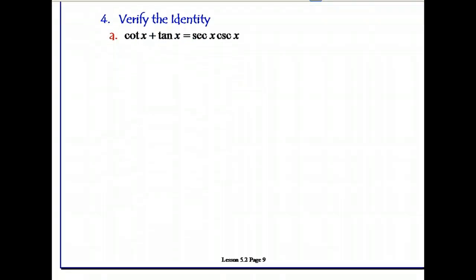Okay, a few more of these just to practice. And this time it will say verify the identity. What that means is they're giving you the answer, and we just have to work with the complicated side until it looks like the simple side. And the question always comes up, well, which is the complicated side?